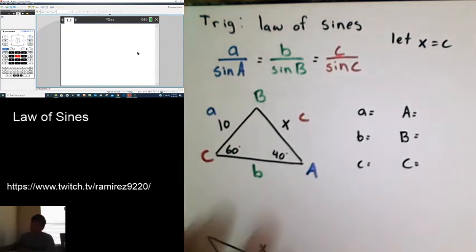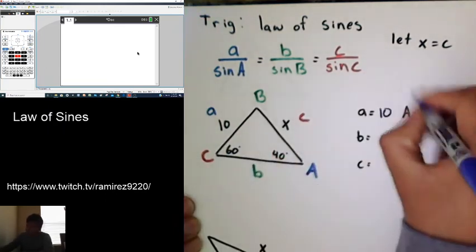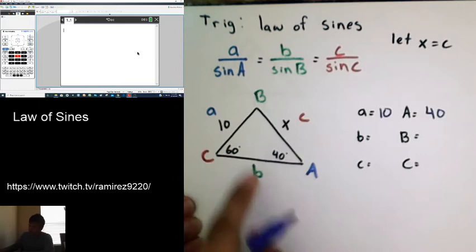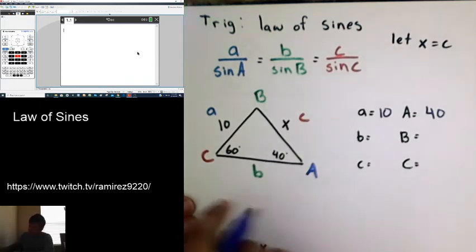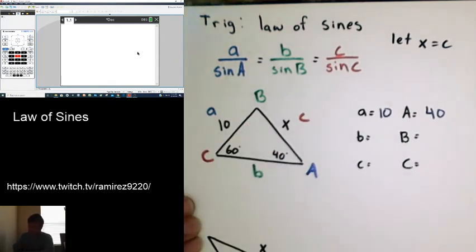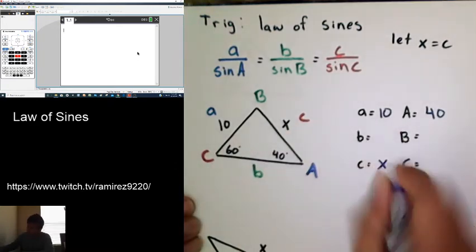So now that we have that, this table here is there just to help you out. Again, it is expected that later on you could do this without the table, but for now, for organizational purposes, let's label everything we know. Little a, I know is 10. Big A, I know it's 40. Little b, I don't know it. Big B, I don't know it. If you think about it, we could find it, but let's just pretend we don't know it for now. Little c is x, big C is 60.